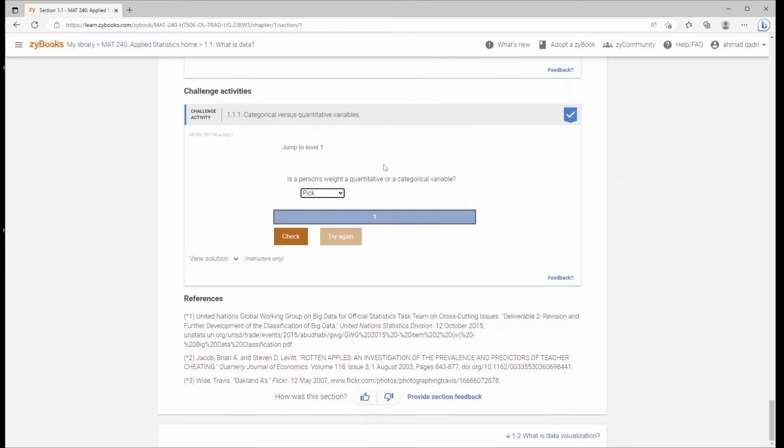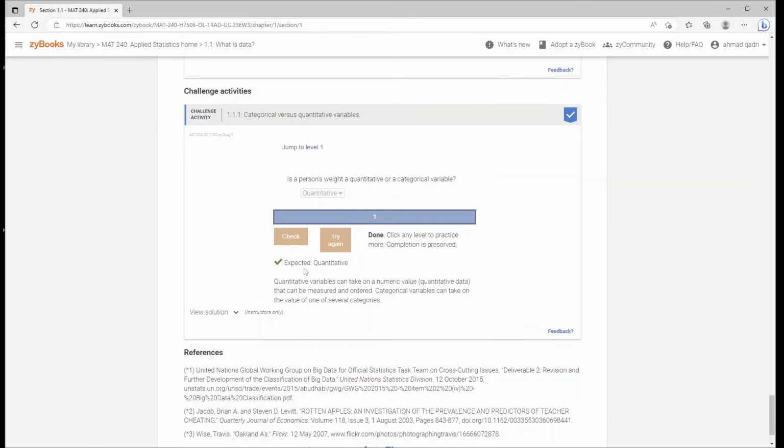Now, the easiest way to differentiate between the two is that a quantitative variable will always take numeric values. So for example, a person's weight would be numeric, so this is a quantitative variable. Anything else, for example, eye color, is going to be a categorical variable because eye color will not take numeric values. So therefore, the answer to this question from the drop-down is that it is a quantitative variable. So you'll select quantitative and then hit check, and that is the answer. That is the correct answer.